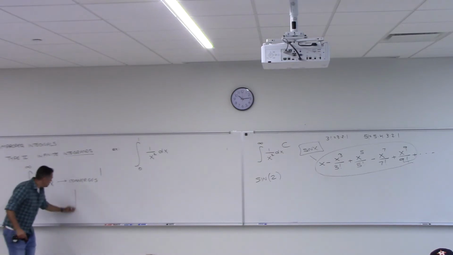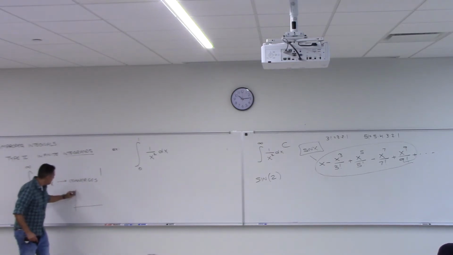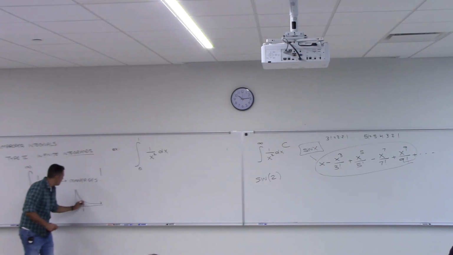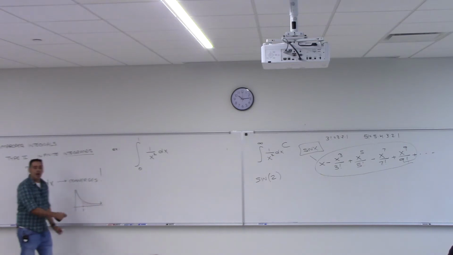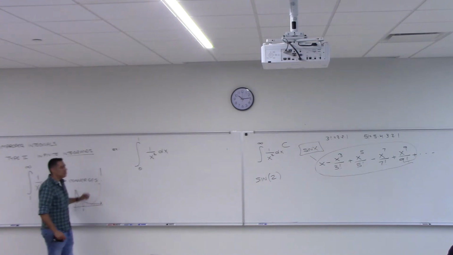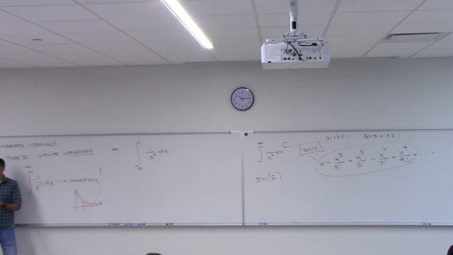Geometrically, what we did is we said, hey, look at the area from 1 forever, and tell me whether or not that's a finite or an infinite area. And we said it converges, right? So that's finite. That's what we did last time.